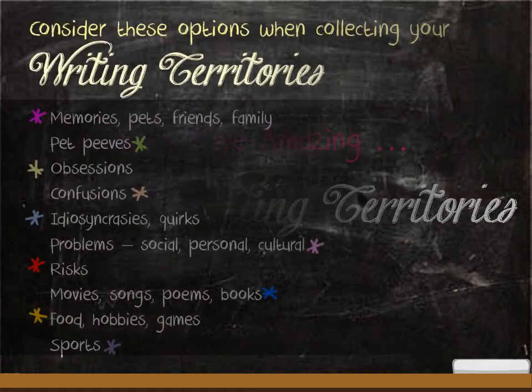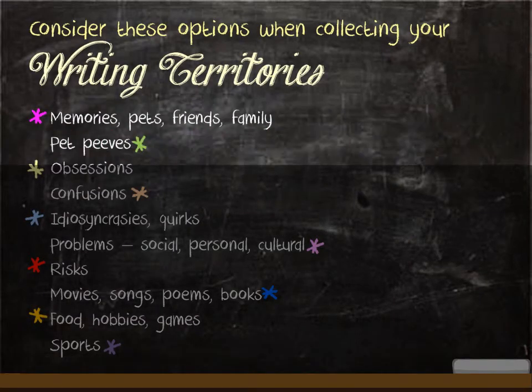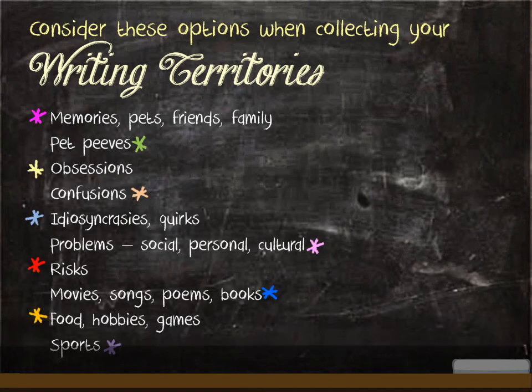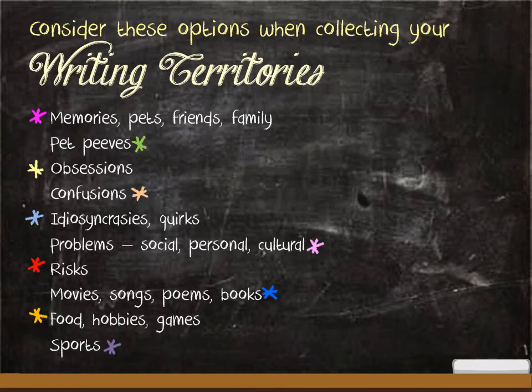So when it comes time for me to write, I can pull up that list and I can find some inspiration. Here's a list of options to consider when you're collecting your own writing territories. Maybe you want to write about some of your memories. Memories of pets, favorite pets, not favorite pets, other people's pets, friends, family. I had a friend who used to have a pet duck, and when I was in first grade, Piddle the duck chased me all through the birthday party in my friend's backyard. I was terrified. I think Piddle the duck belongs on my list of writing territories.